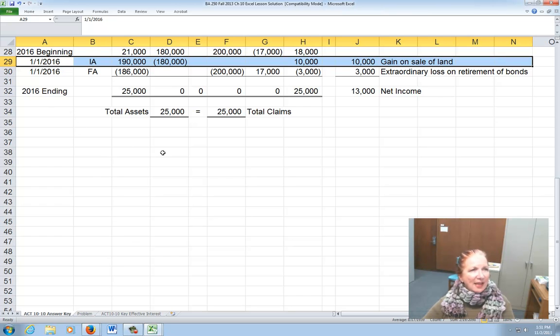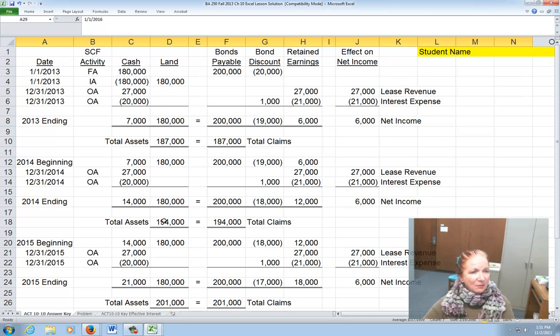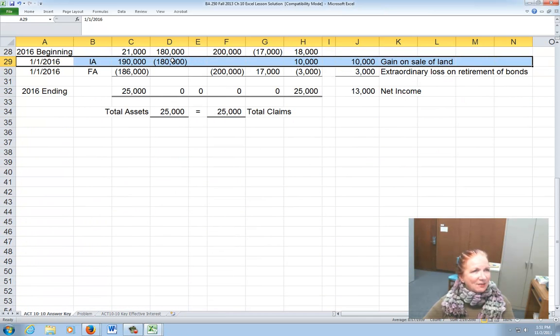Now we sold this land. This land had a historic cost. Let's come back up here. Here's our land right here at $180,000, had that historical cost. I'm going to come here, $180,000, sell the land. We sold it for $190,000. So we made a $10,000 gain on the sale of the land over here in the income statement, and that gain is going to go into retained earnings.